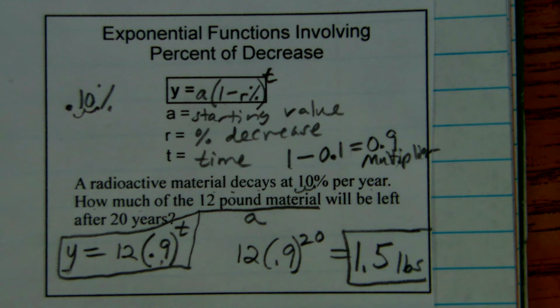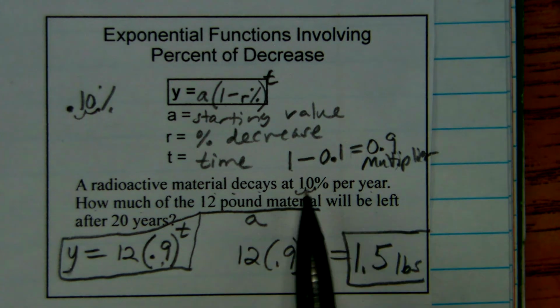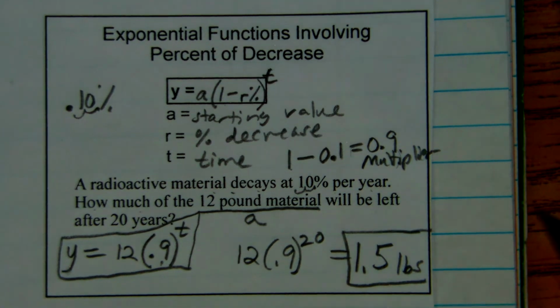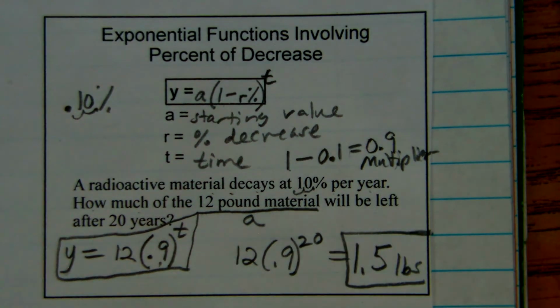So instead of doing a half-life and telling us when it's going to be half, they're telling us how much it's going down each year, which is basically going to give you about the same answer, but it's set up a little differently. Okay?